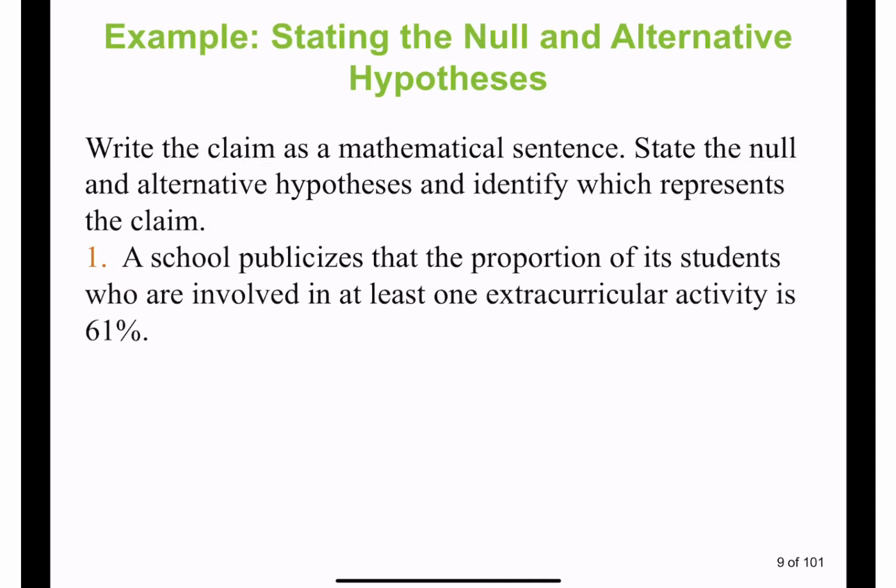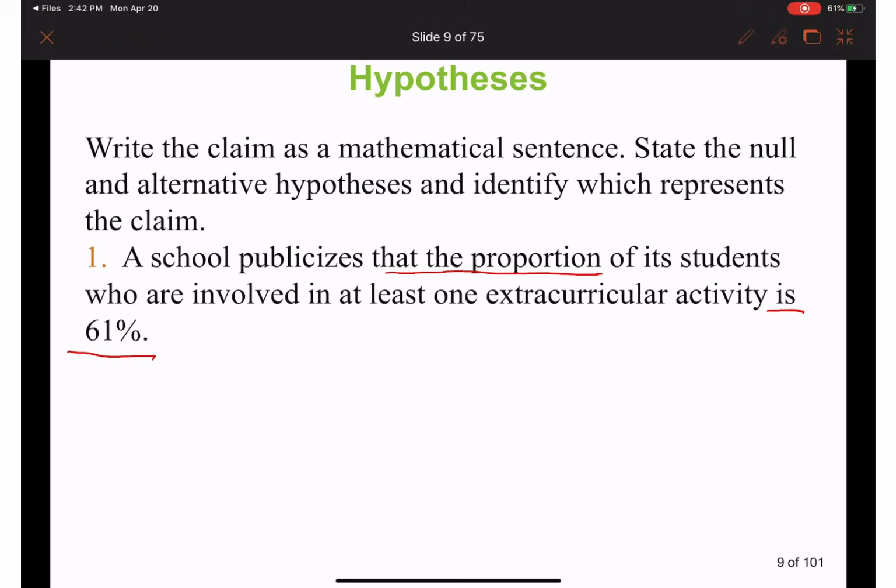Now, next our question is how to identify what is given in the word problem, null hypothesis or alternative, because either one can be given in the word problem. Let's read it. A school publicized that the proportion of its students who are involved in at least one extracurricular activity is 61%. This is what is equal. Important. So that the proportion is 61%. A lot of students get confused.